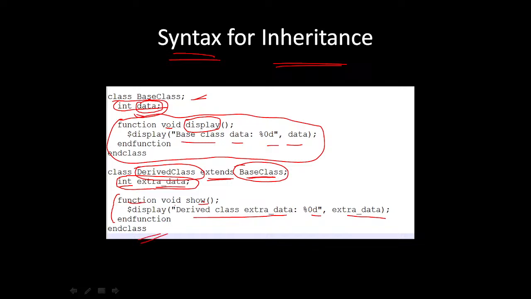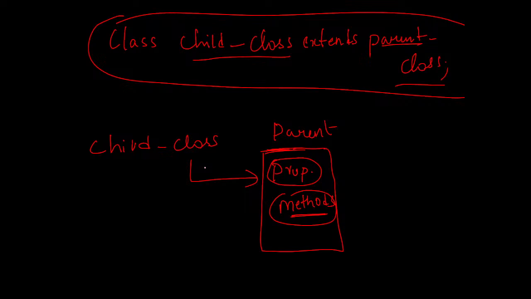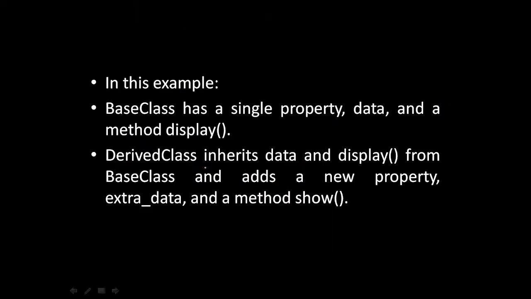Okay, this is how we are going to create a derived class or the child class from a base class or a parent class. In this example, we have created a base class which has only a single property, data, and a method called display, and a derived class which inherits data and display from the base class and adds a new property, extra_data, and a method, show.